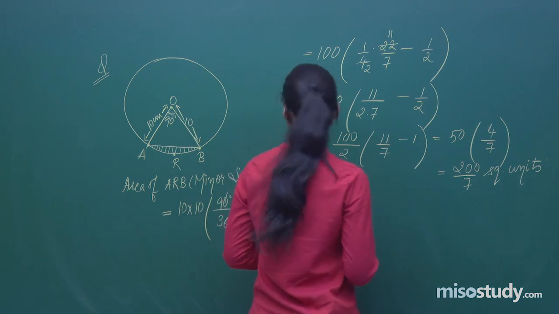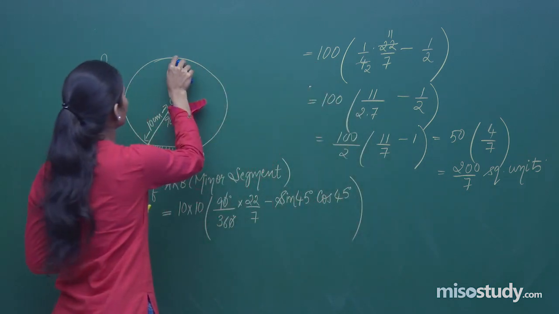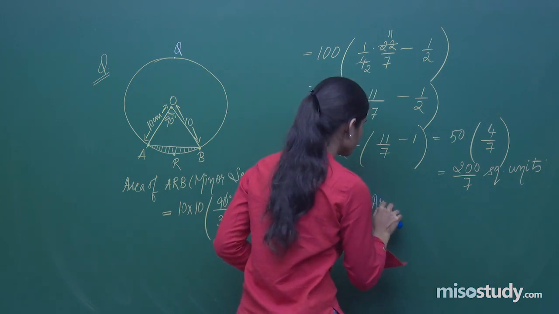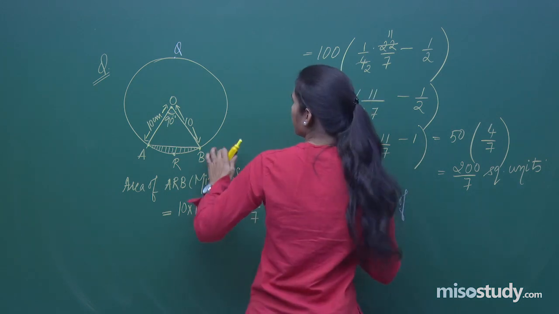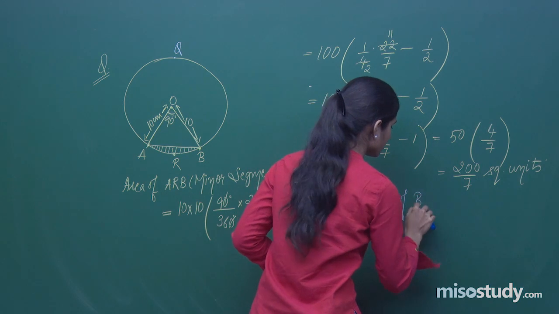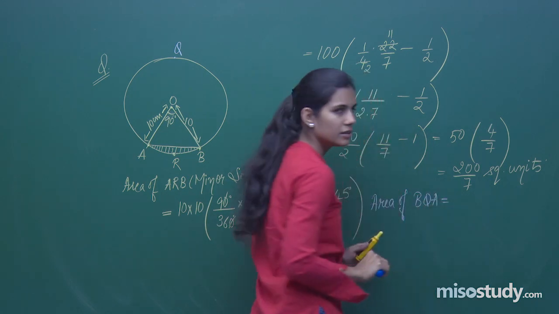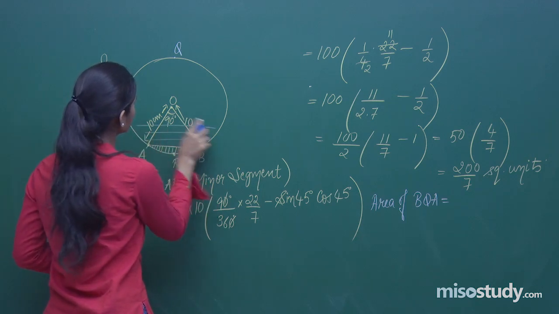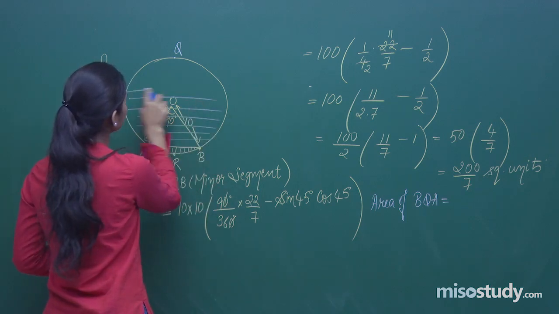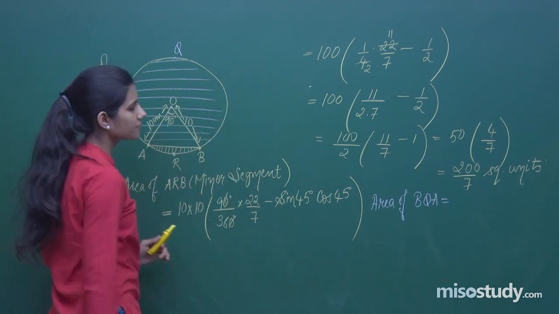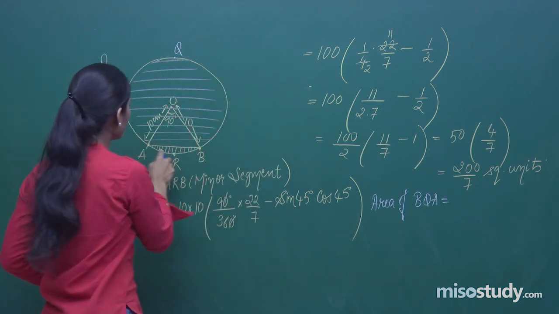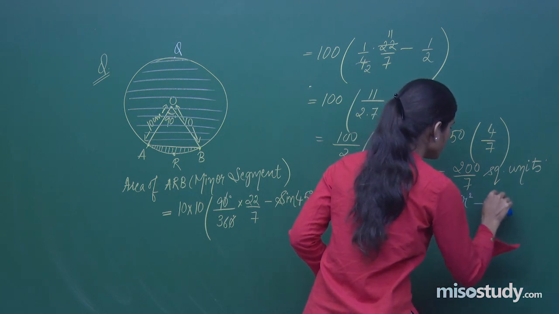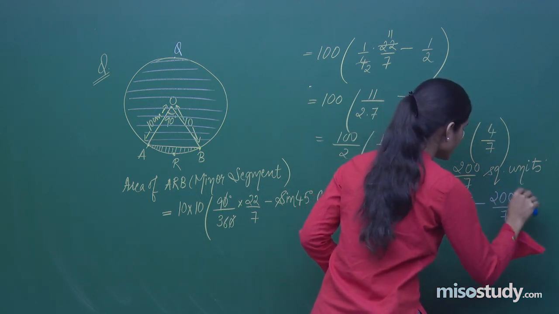What would be the area of the major segment? Suppose I mark a point Q over here. Then what would be the area of BQA? Area of the major segment, which is this segment. This complete is your major segment. This would be area of the circle minus area of the minor segment. So it is pi r square minus 200 by 7 square units.